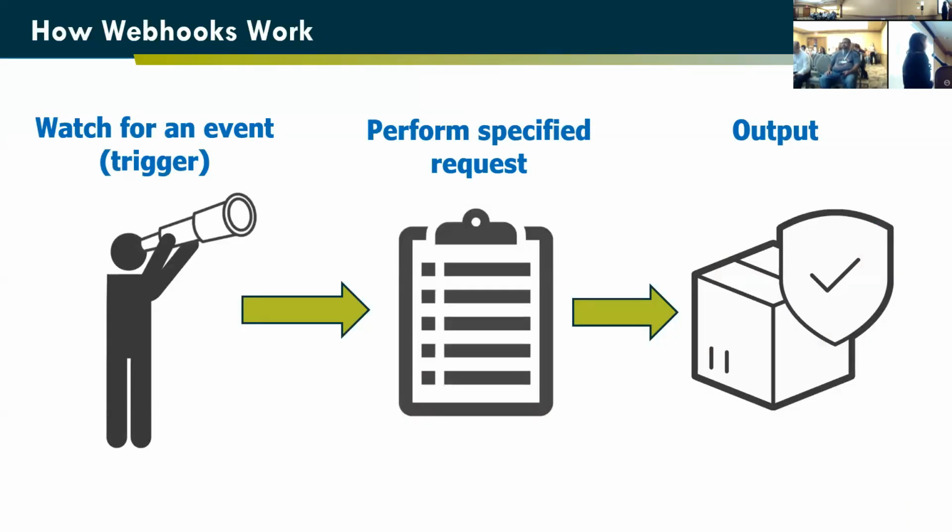And really simply put, how a webhook works, it's going to watch for an event, which is called a trigger, and then it's going to perform a specified request that you set up, and it's going to produce an output.